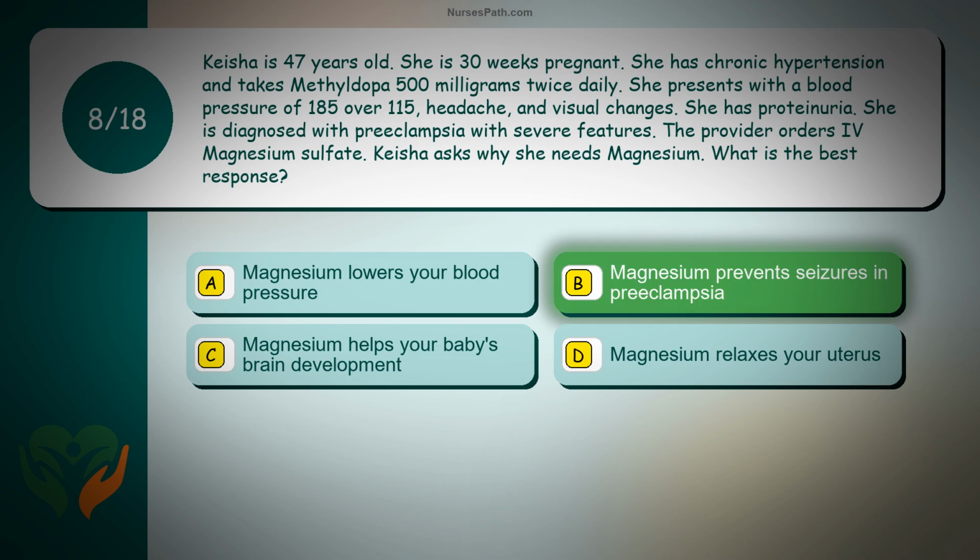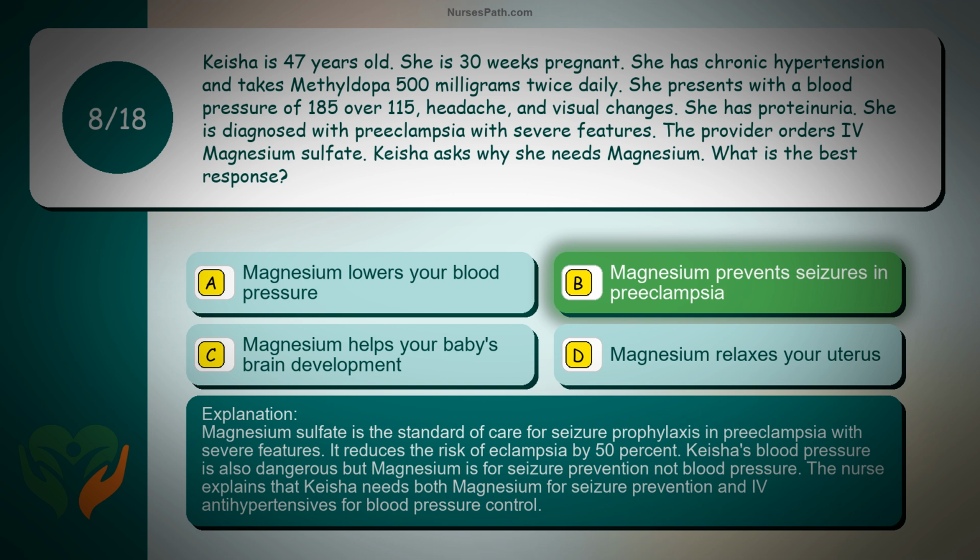The correct answer is option B, magnesium prevents seizures in preeclampsia. Magnesium sulfate is the standard of care for seizure prophylaxis in preeclampsia with severe features. It reduces the risk of eclampsia by 50%. Keisha's blood pressure is also dangerous, but magnesium is for seizure prevention, not blood pressure. The nurse explains that Keisha needs both magnesium for seizure prevention and IV antihypertensives for blood pressure control.